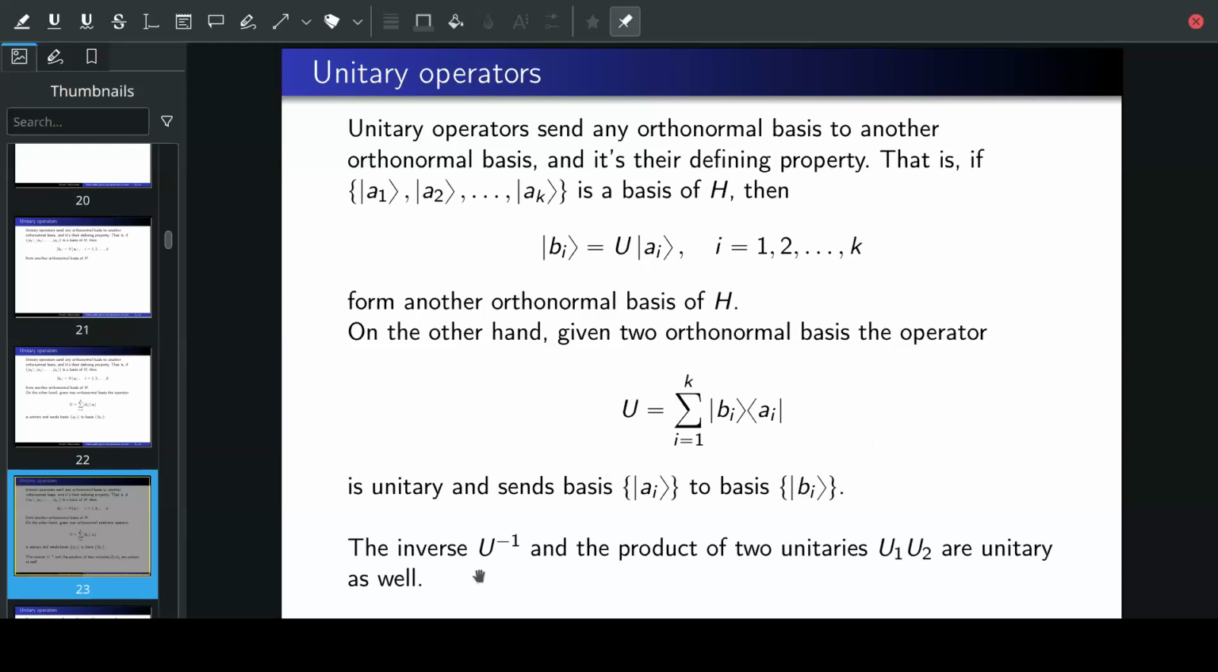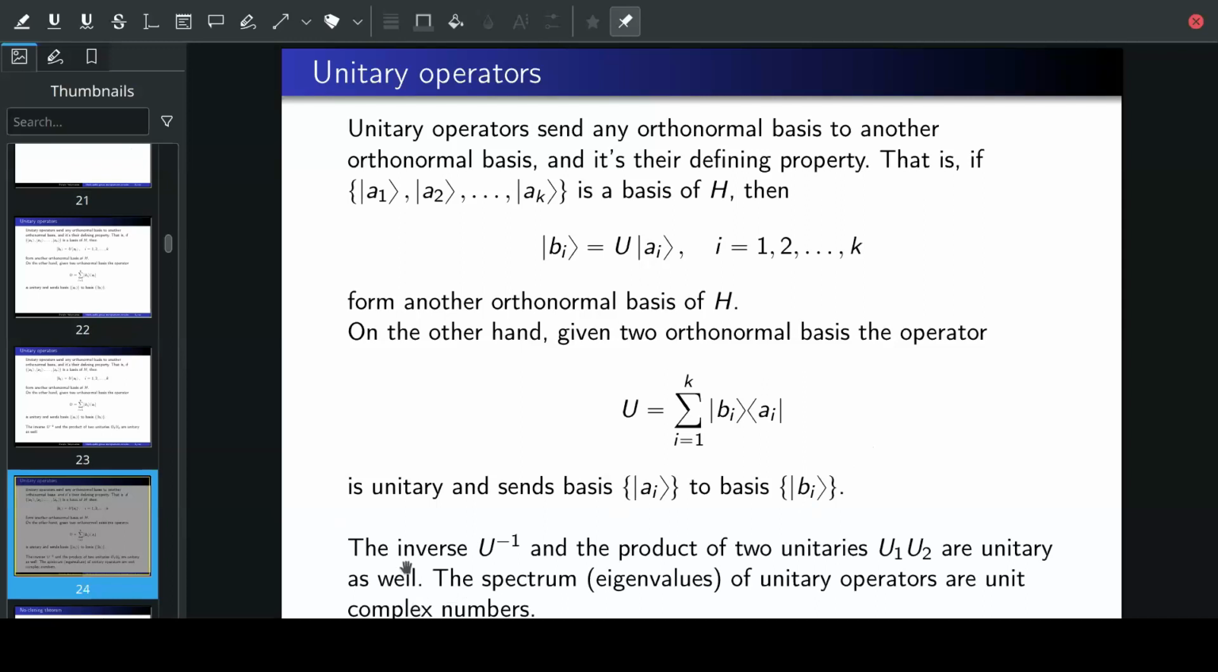Now, if U is unitary, then the inverse operator, the inverse matrix, is also unitary, and the product of two unitaries is also a unitary operator. So, in fact, the set of all unitary matrices or operators forms a group. Another important property is that the spectrum, I mean the eigenvalues, of unitary operators are unit complex numbers, which means the modulus of those numbers is 1.